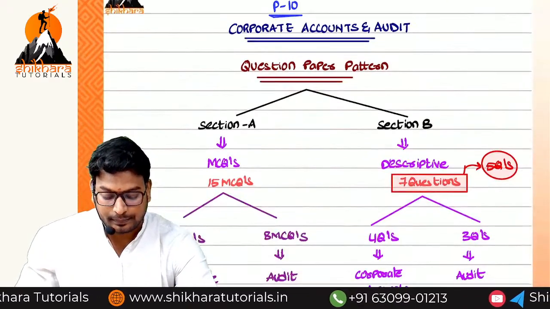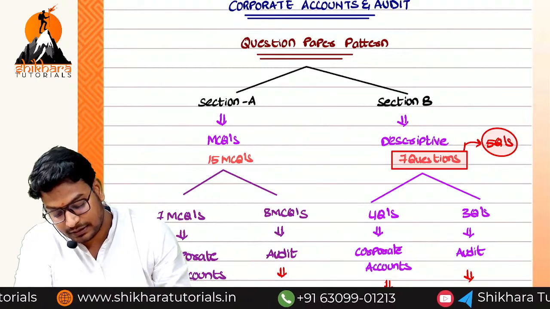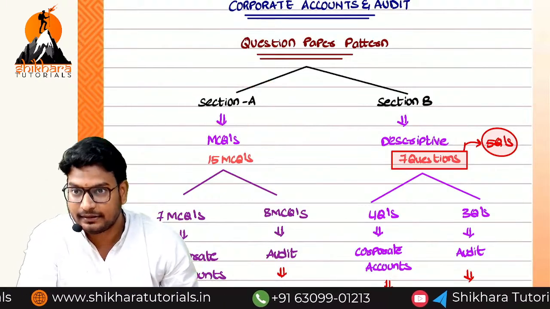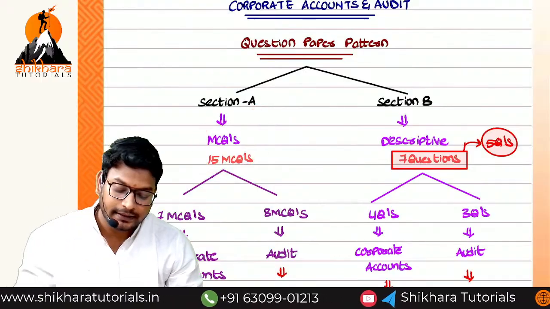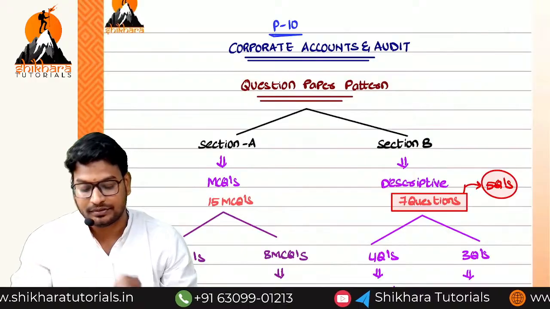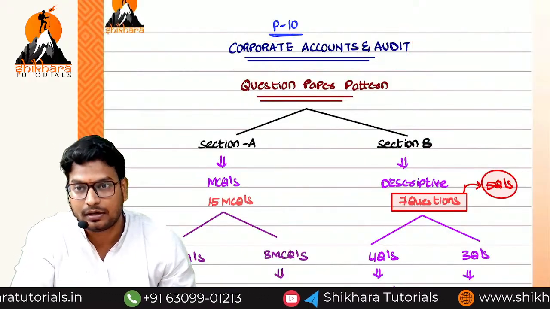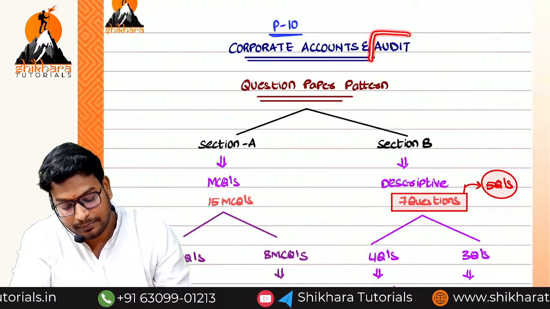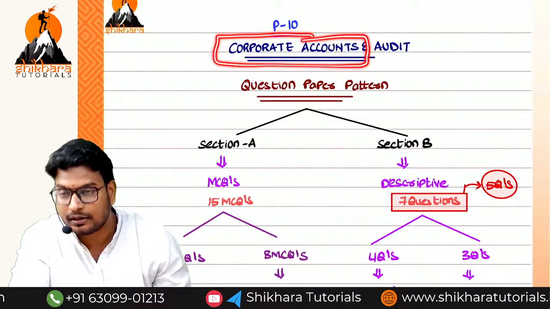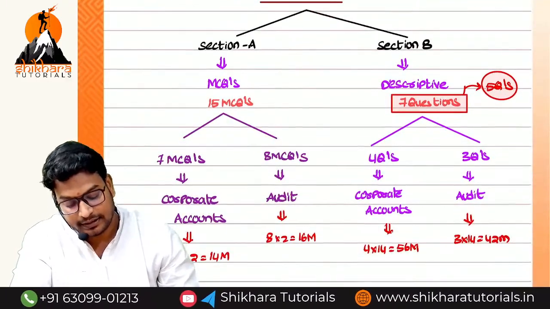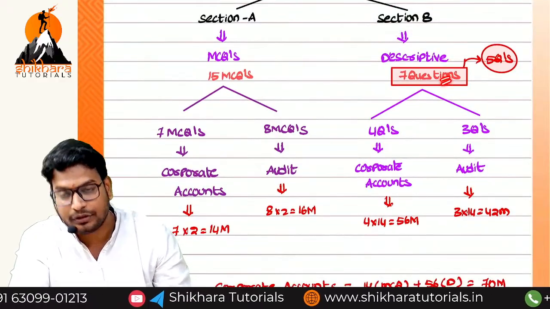In the previous class, we know the question paper has how many sections? Two sections, section A and section B. In section A, they will ask MCQs. Here we have two subjects: corporate accounting is one subject, and the other is audit. Audit will be dealt by Rohit Grover sir, and I am discussing only the corporate accounts part. In section B, we have the descriptive questions. Totally they are going to have 7 questions.